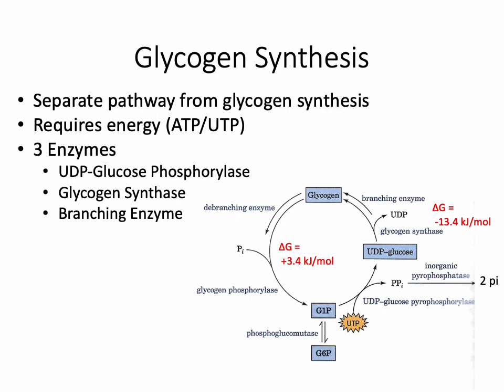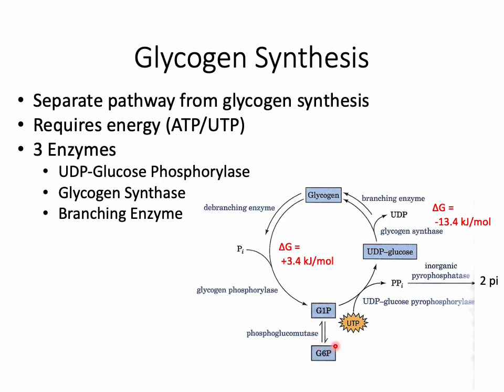So now we've taken a look at the breakdown of glycogen. Let's start looking at the synthesis of glycogen, or the reverse pathway. The relationship between the two processes is shown over here schematically. On the left, we have the breakdown of glycogen via debranching enzyme, glycogen phosphorylase, and then phosphoglucomutase to end up with a glucose 6-phosphate.